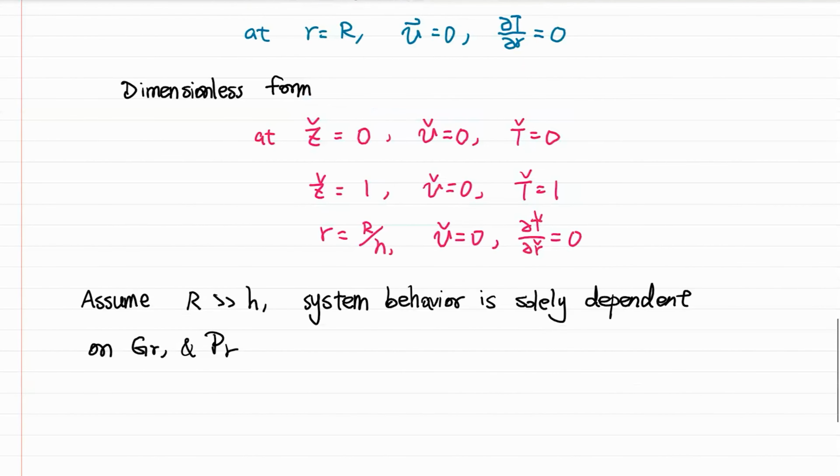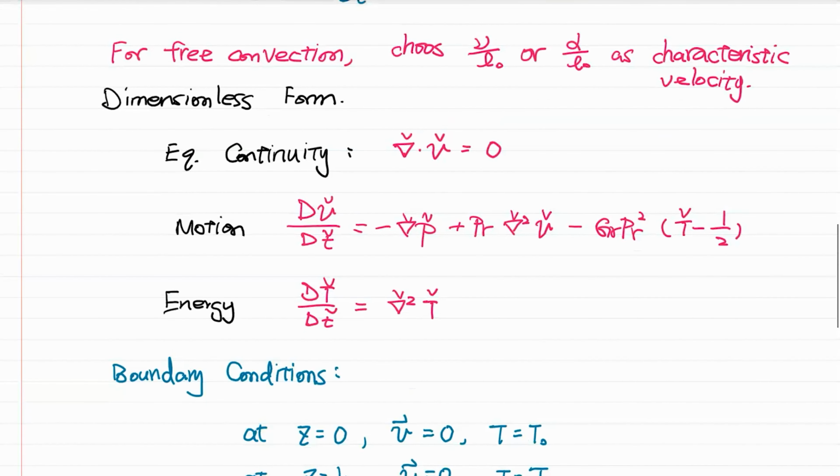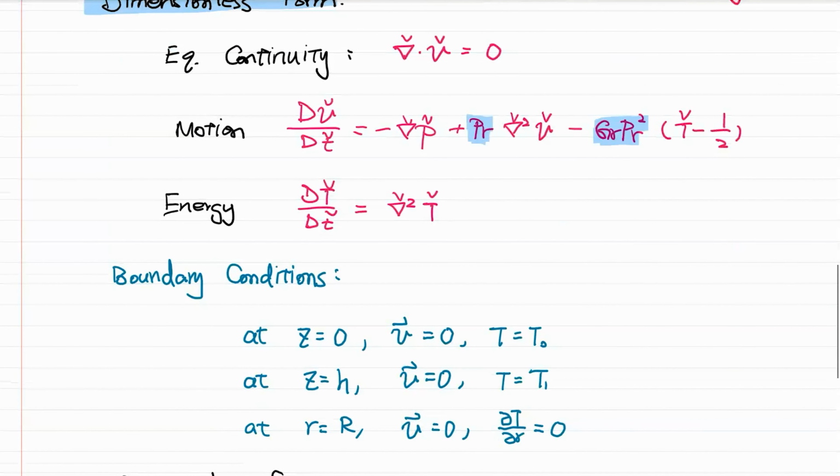Right, so let's go back to our dimensionless equations of change right here. If you look at the fluid motion now, everything is only dependent on the Prandtl number and the Grashof number, right? Everything else is now dimensionless, and these numbers, the Grashof and Prandtl numbers, will determine the contribution of different terms here.